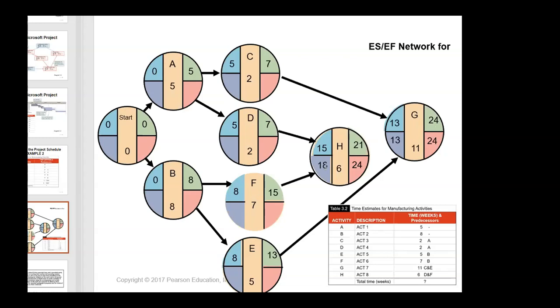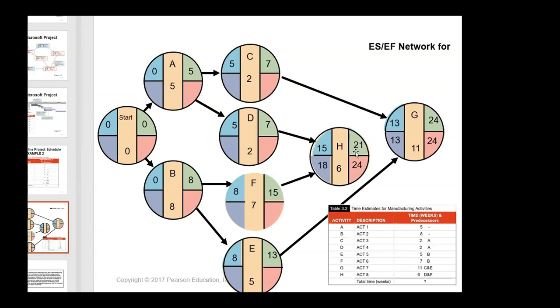And D and F are both connected to H. So between 7 and 15, which one do I take? I take 15 because 15 is the maximum. The maximum goes up here. 15 plus 6 is 21.